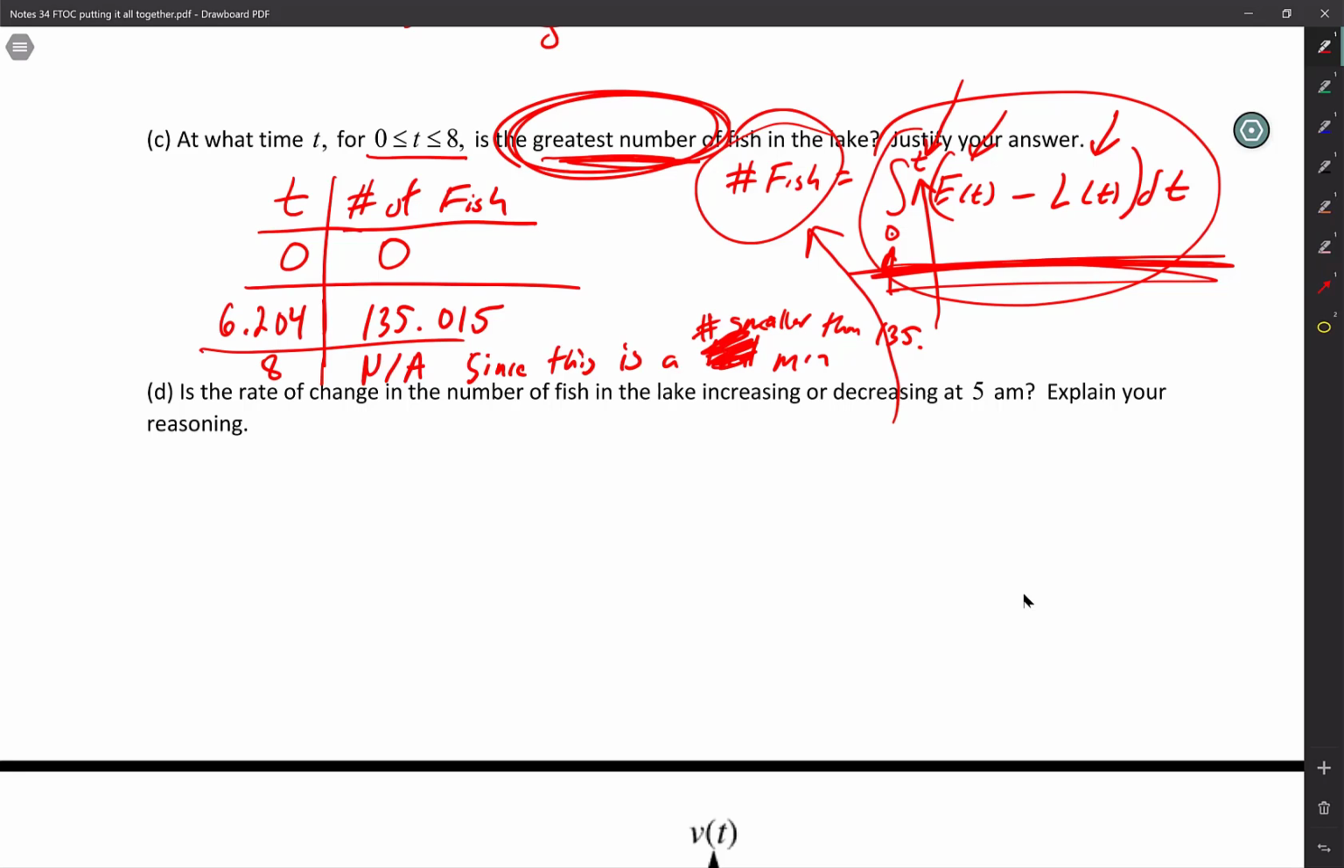What do they want? What does it mean? Is it talking about the number of fish in the lake? Is the number of fish in the lake increasing or decreasing? Is that what they want? What are you guys thinking? Tell me what you guys are thinking.